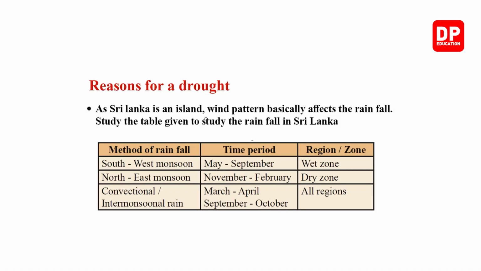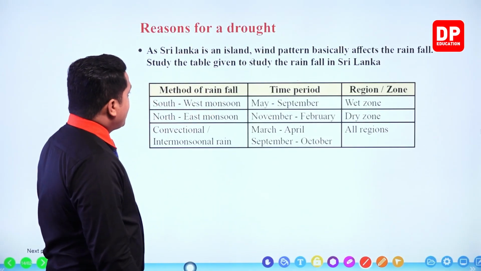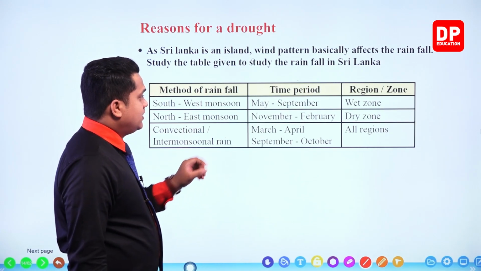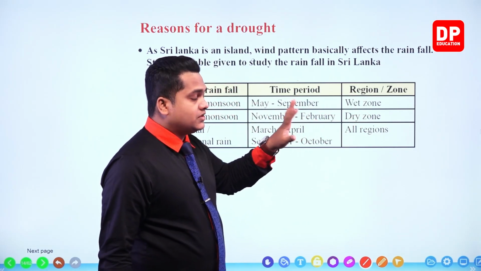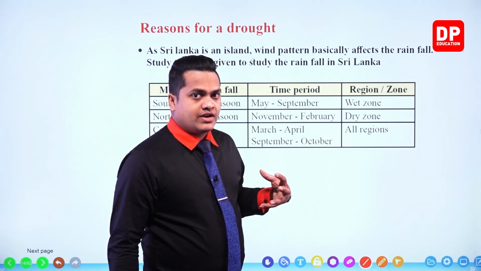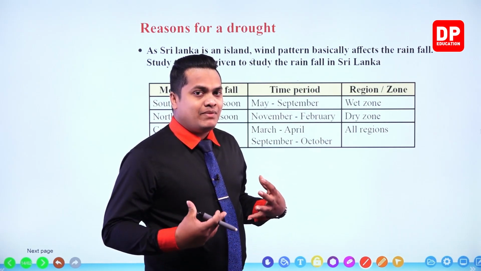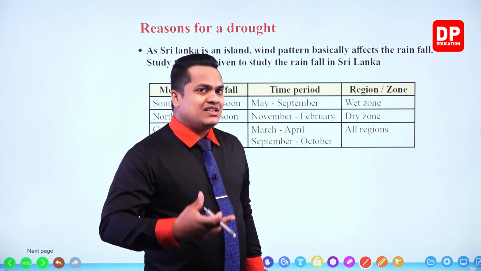Here, as Sri Lanka is an island, wind pattern basically affects the rainfall. Like I said, my dear children, rainfall is mainly affected by wind, especially monsoonal wind. Study the table given to study the rainfall in Sri Lanka. Southwest monsoon, from May to September, we receive plenty of rain. I am from Colombo, so I am in the wet zone, and I receive plenty of rainfall during May to September. That's why I told you that in May we receive plenty of rainfall.